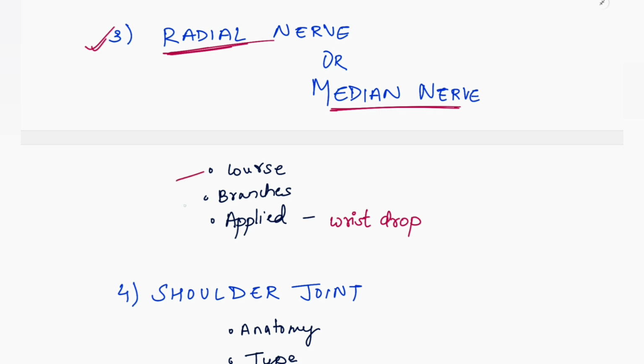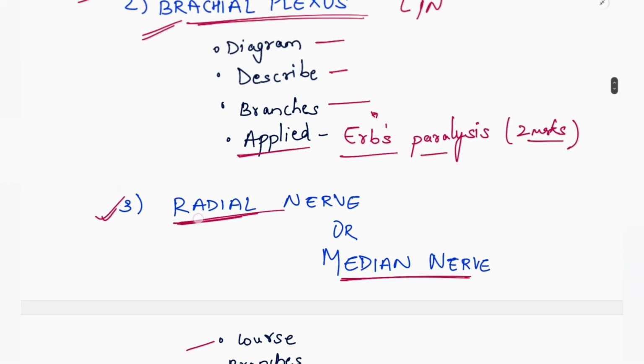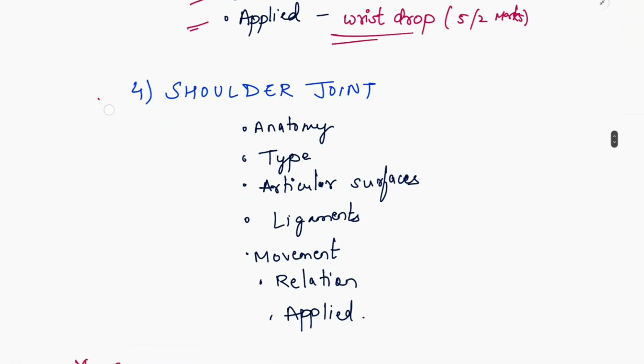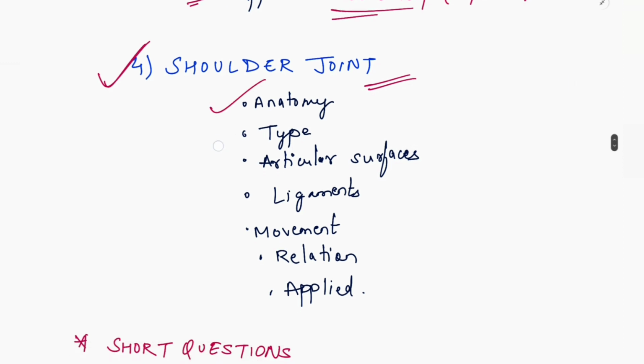In this you have to write course, branches, and applied. Wrist drop: you can get a 5 marks or 2 marks question separately on wrist drop. It's very important in the radial nerve. So this was the third long question. Now comes the shoulder joint. It's rare, but a shoulder joint question can come, so you have to prepare. The anatomy, type, articular surfaces, ligaments.